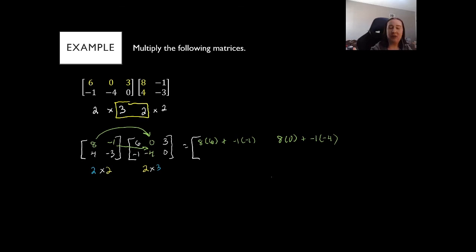So now we have to do it with the third column. Let's see if I can erase my stuff without messing up anything else. Now we're doing that first row times the third column. So we have 8 times 3 plus the -1 times 0. And that will be the end of that first row.